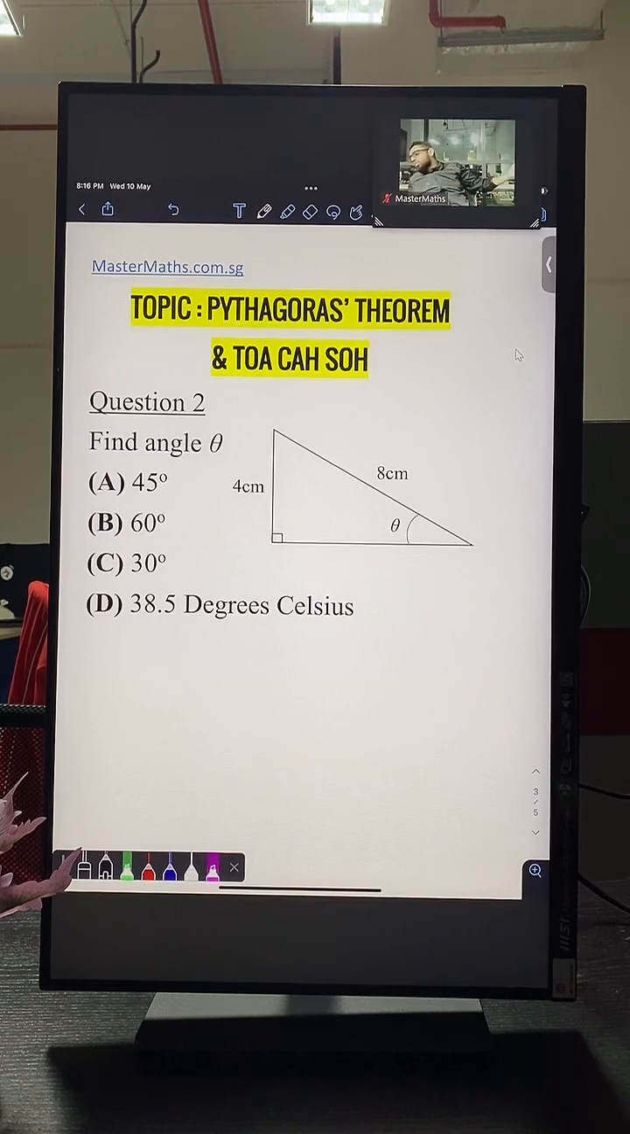What is the value of theta, my friends? In this question, is it option 1, 2 or 3? Test yourself with this. Test yourself, guys. Let's go. A, B, C, D. Cannot be B, man. What is this? 38.5 degrees Celsius. Definitely cannot be that. Which one is it, guys? A, B, C, D. Which one?